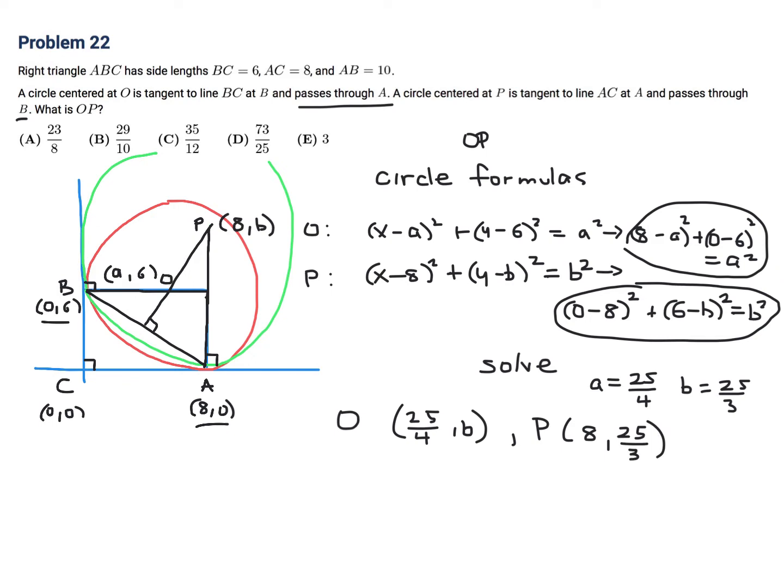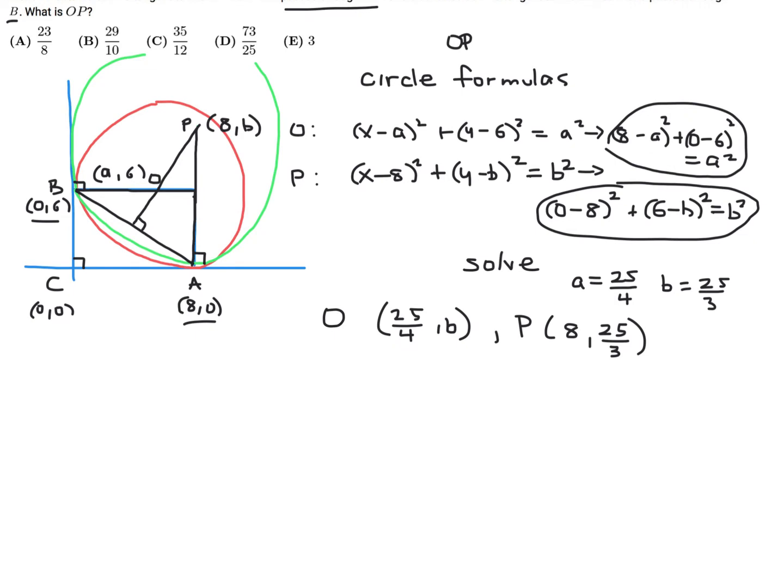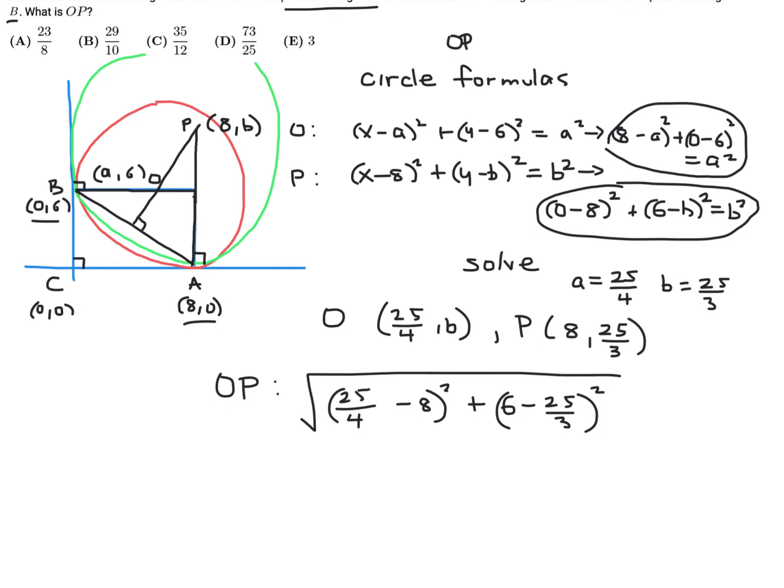So there you go. Now all you have to do is use the distance formula to figure out the distance from O to P. So the distance formula, you guys know that. So O to P, the distance would be the square root of (25 over 4 minus 8) all squared plus (6 minus 25 over 3) all squared. And when you crunch out these numbers, you get 35 over 12. So therefore, the answer to this question is C.